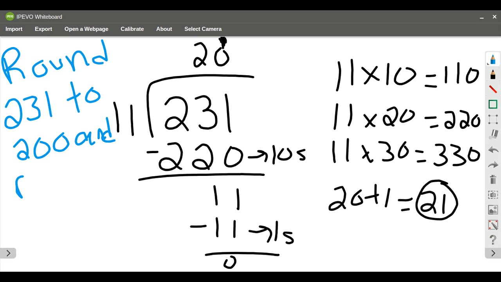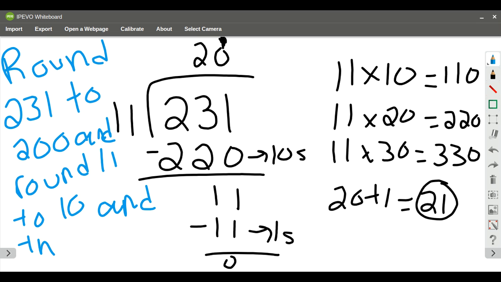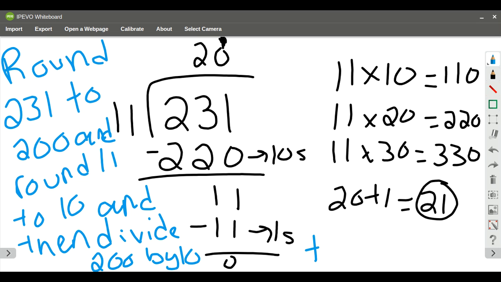And I'm going to round 11 to 10 and then divide. So I'm explaining how I can divide 200 by 10 and jump over here to get 20. And then I do the comparison. 20 is near 21, so my answer is reasonable. So this is my explanation of how I got it. It is a reasonable answer because 21 is near 20.